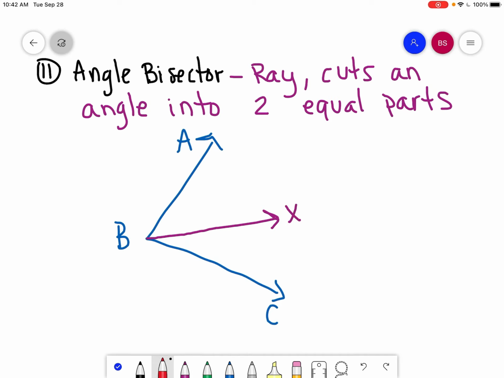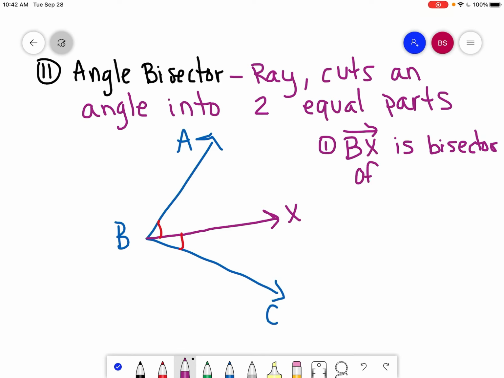Okay, and the thing that you need when you are bisecting something is you always need tick marks that are going to show what 2 things are now equal, and that's how you do tick marks on an angle. So now we're going to write 2 conclusions, and then we'll be done. So number 1, we are going to write that ray BX is the bisector of, what angle is it bisecting? It is bisecting A, B, C, that angle.